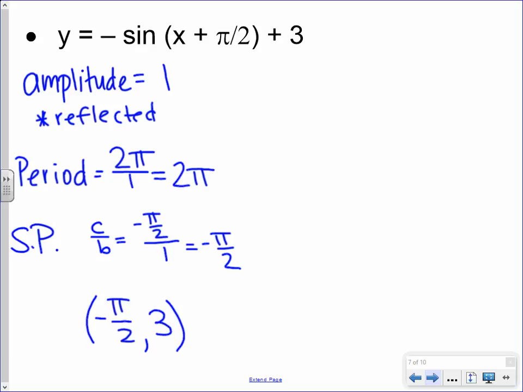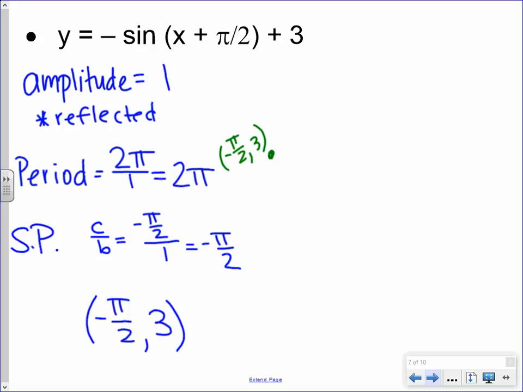So that's what we talked about yesterday. That's what you practiced in your homework. Now, I'm gonna draw the frame in green because it's meant to be drawn lightly, okay? We want the graph to stand out overall. So we're gonna go ahead and plot our starting point, negative pi over 2, 3.